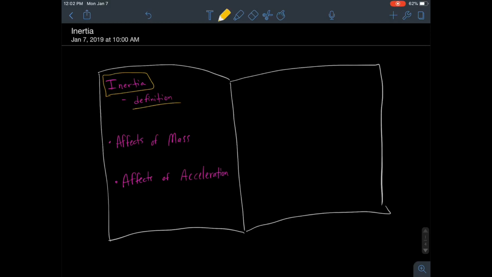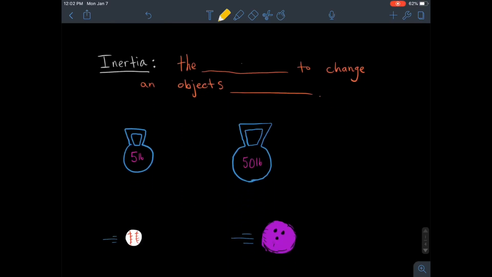Now we're going to learn about a concept that's known as inertia. Inertia should be in your science notebook. You need to include the definition. You also need to include how mass affects inertia as well as how acceleration affects inertia. In each of those, you need to include some pictures or some free body diagrams to enhance those effects. So let's get into it.